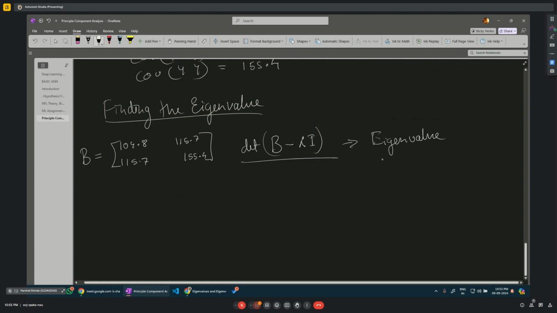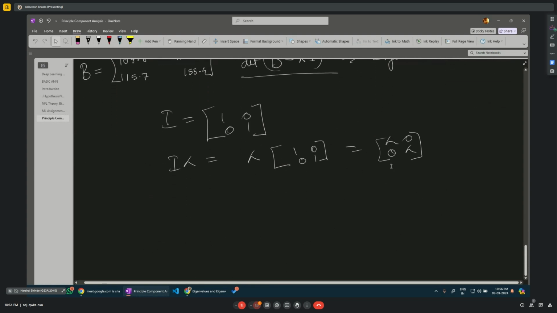So let's do it. I is the identity matrix. Basically, a 2 by 2 identity matrix has ones on the diagonal, or if it was 3 by 3, then it would have three ones with zeros everywhere else. These are identity matrices. So I multiplied by lambda: lambda multiplied by 1 0 0 1 equals lambda 0 0 lambda. This is the matrix. Now we have to do B minus I lambda.